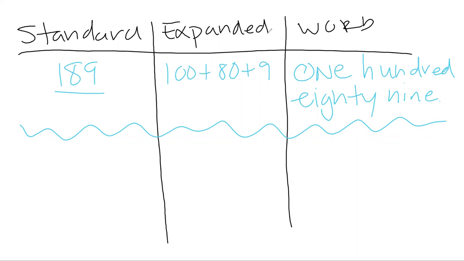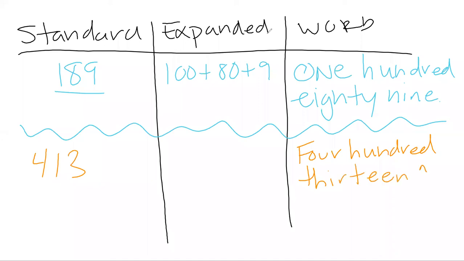We'll write it in standard form first. Great. If I can read it, I can write it. I can also think about it as an expanded form. I see 413. I'm going to write that as words first: four hundred thirteen. That's it. Done. Notice no comma, so no comma, and then expand it out. So 400 plus 10 plus 3. So that's really what we do with our 3 forms.